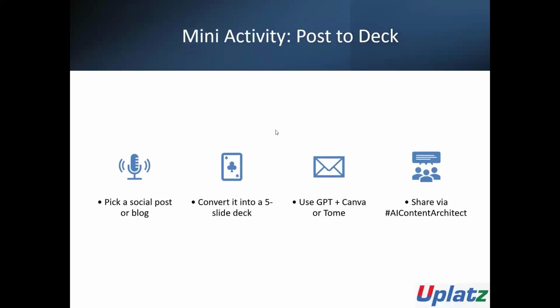Next, we have a mini activity: post to deck. We can pick a social post or blog. We can convert this into a 5 slide deck. Then we can use GPT plus Canva or Tome. We can share via the hashtag AI content architect. So this is something which we can use in the best way possible. This is like a social example which we can make and understand.